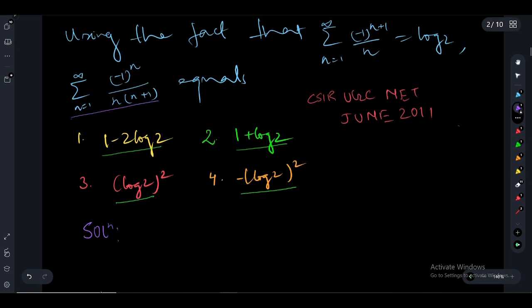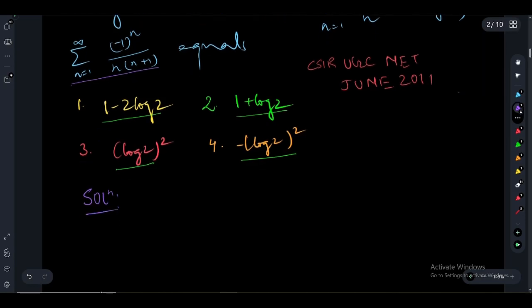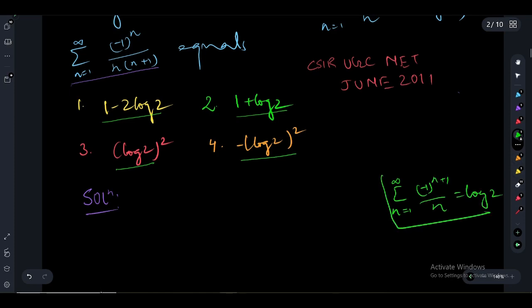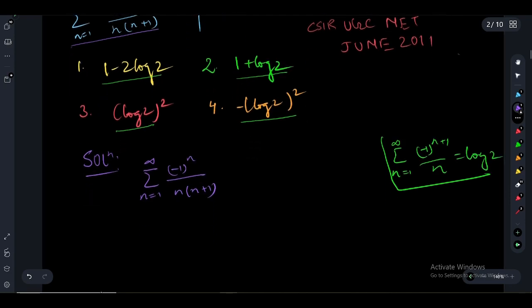Solution. What is given? It is given that summation n equals 1 to infinity minus 1 whole to the power n plus 1 by n equals log 2. We have to use it to find the value of the given expression. Now what is the given expression? The given expression is summation n equals 1 to infinity minus 1 whole to the power n by n into n plus 1. This is our given expression.